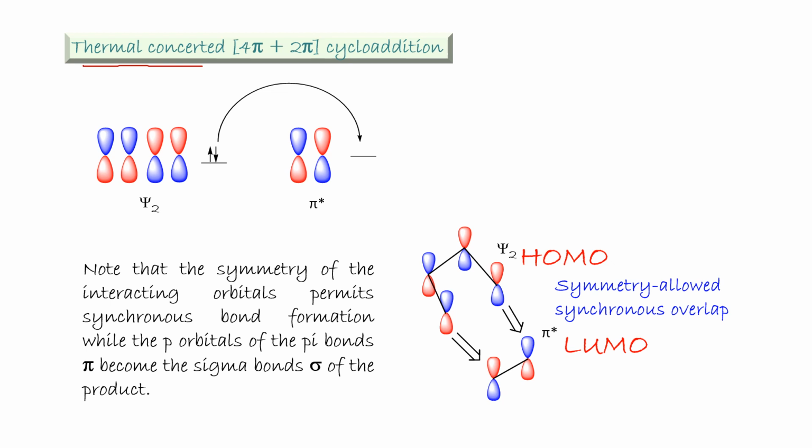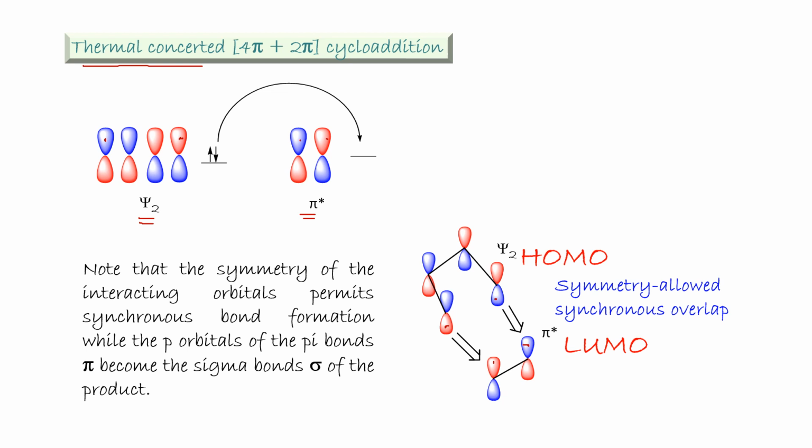Well, for the diene, psi2 is the HOMO, and it has 2 different terminal faces. As we can see, here is red and here is blue. Now, the LUMO of the dienophile ethene also has 2 different faces. Here is red and here is blue.